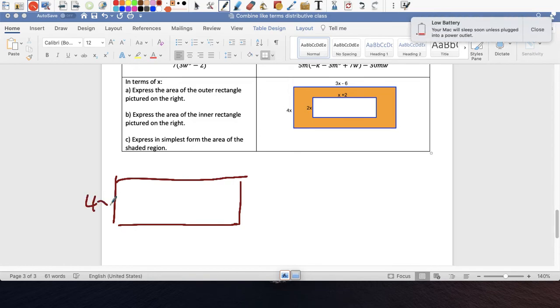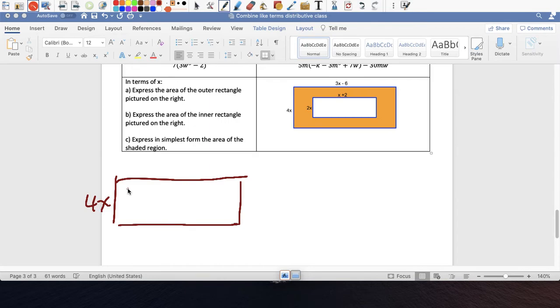the width is 4x. No, battery, hang on. What battery does. Okay, so I hope it's charging. Yes, it is.